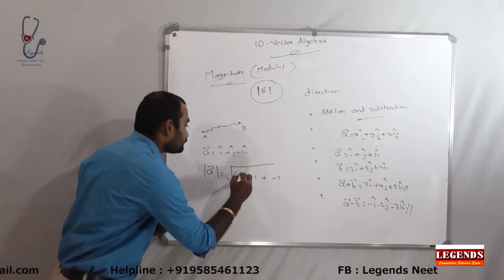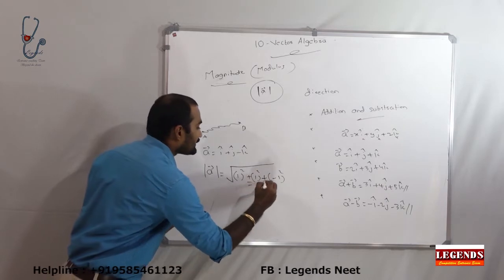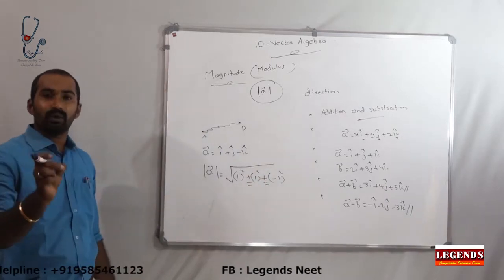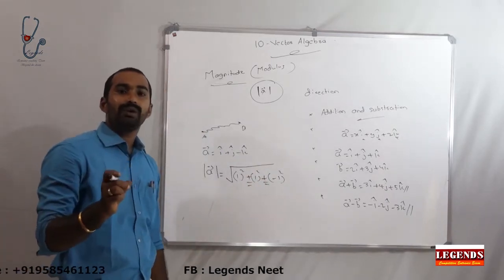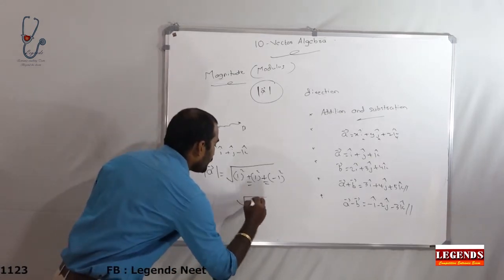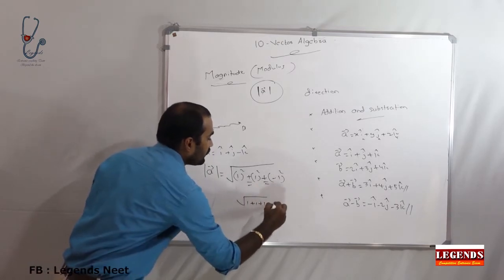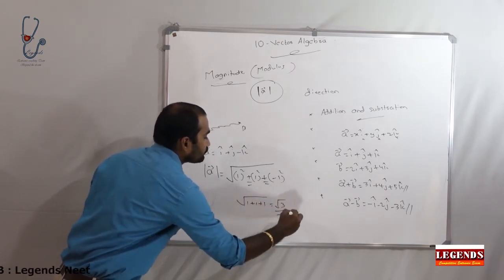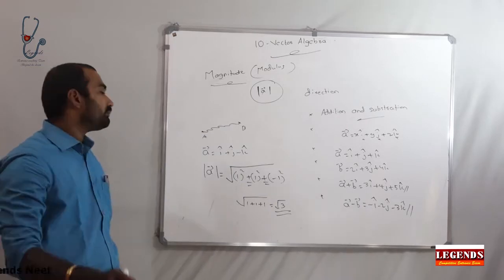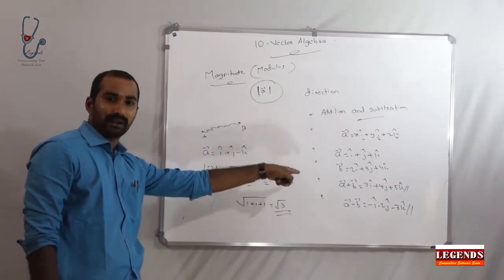Taking the square and also taking the sum. This is the method for finding the magnitude of any vector. Here 1 square is 1, again 1 square is 1, minus 1 square is 1, therefore the answer is root 3. Symbolically, the magnitude of any vector is always a positive number.